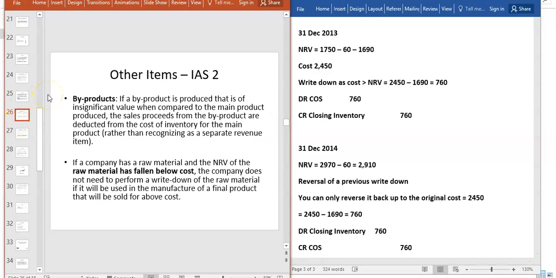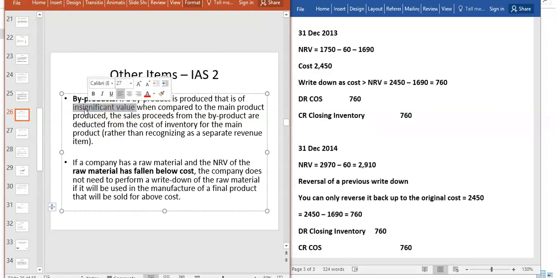So there's two other small items to watch for. If you have a byproduct that has an insignificant value compared to the main product. So for example, you might have a byproduct of milk production. You might have a byproduct of jam production, whether it's the sugar surplus, etc. The sales proceeds of this can be reduced from the cost of inventory. So instead of having to recognize separate revenue from a byproduct, you can actually just credit cost of sales instead of crediting revenue separately. Now that's only when the byproduct is insignificant.